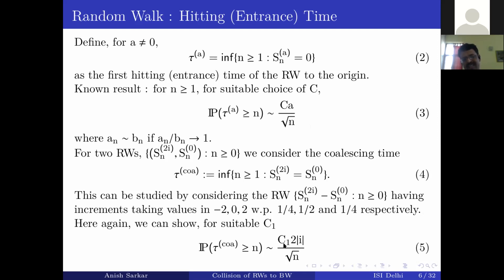This c1 would essentially be like 2 times the c in this case. It has to do with the variance of the random walk. We will not get into how these things are related to what is known as the local limit theorem, but I'm not going into that. Okay, now we want to talk about 3 random walks.